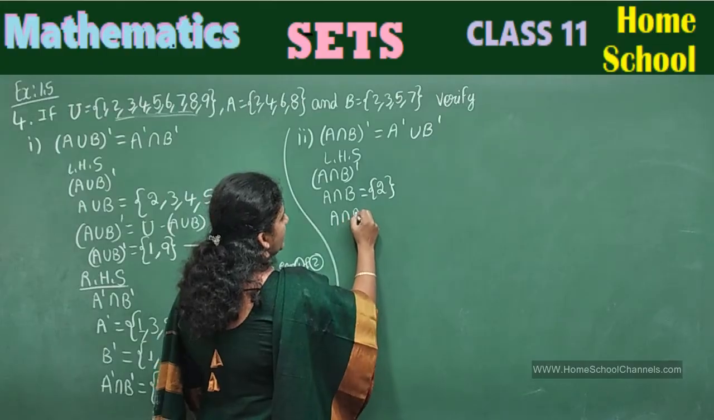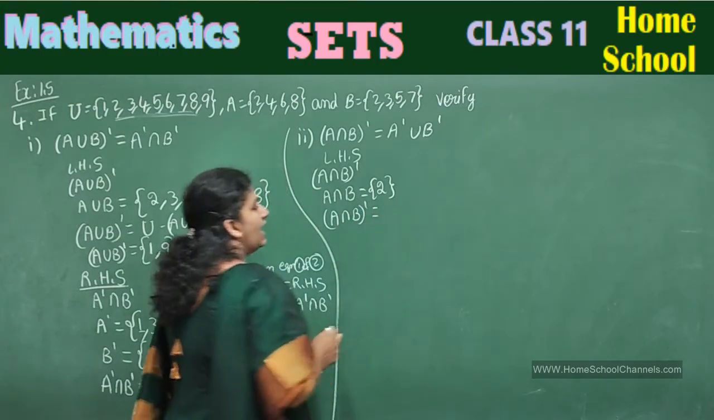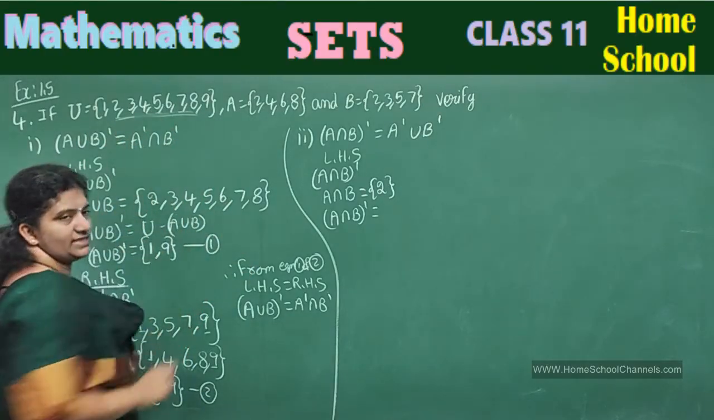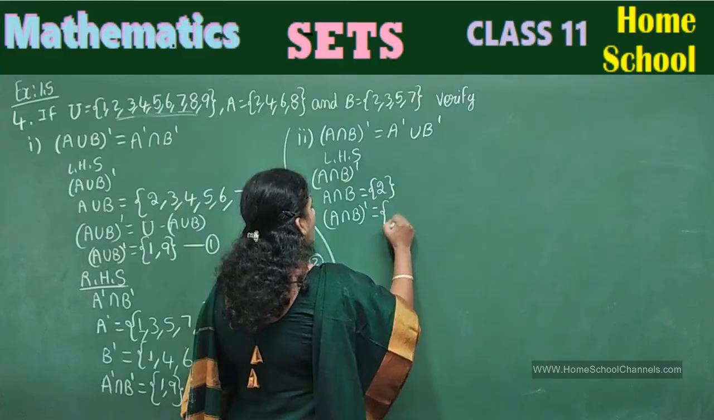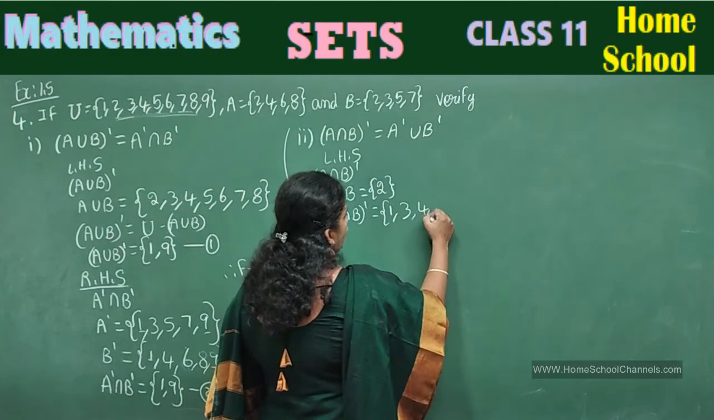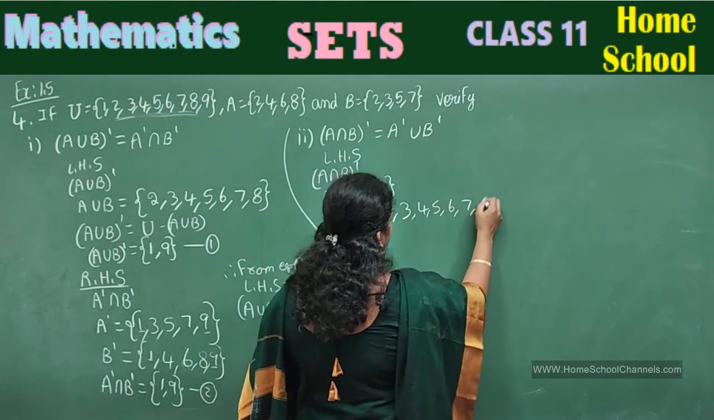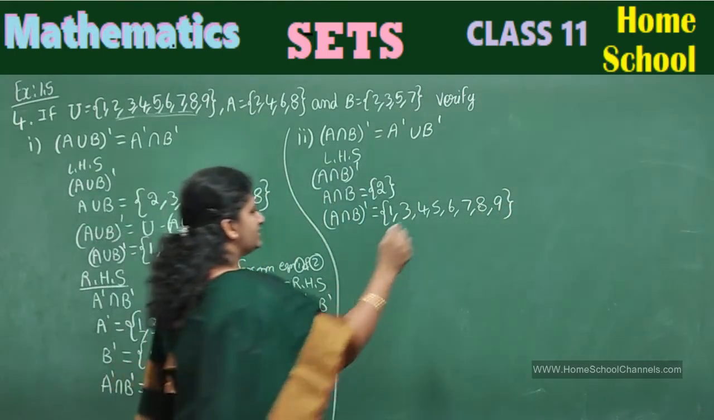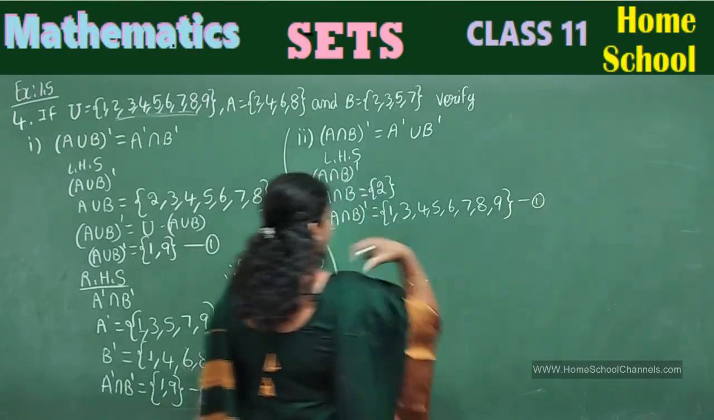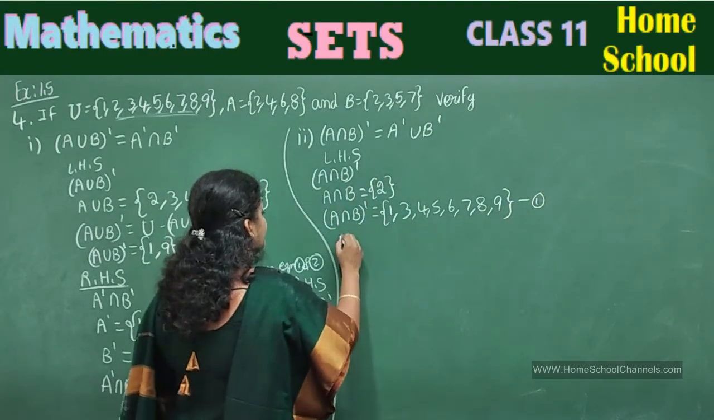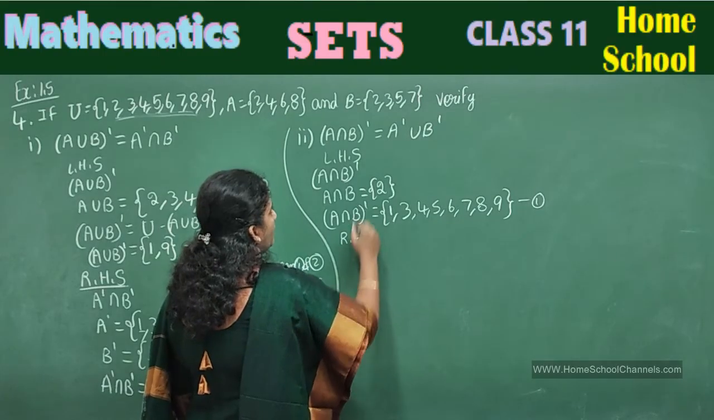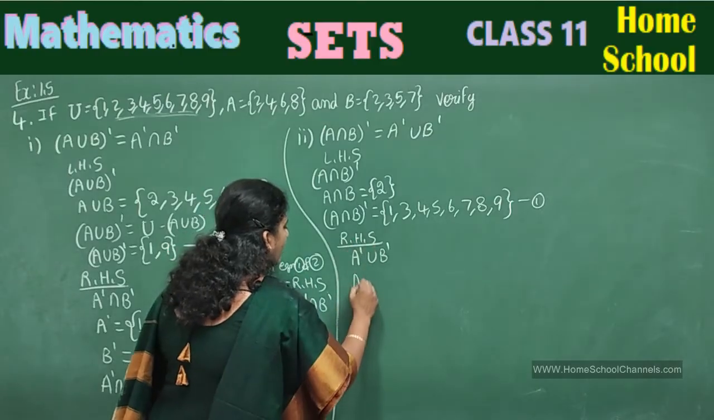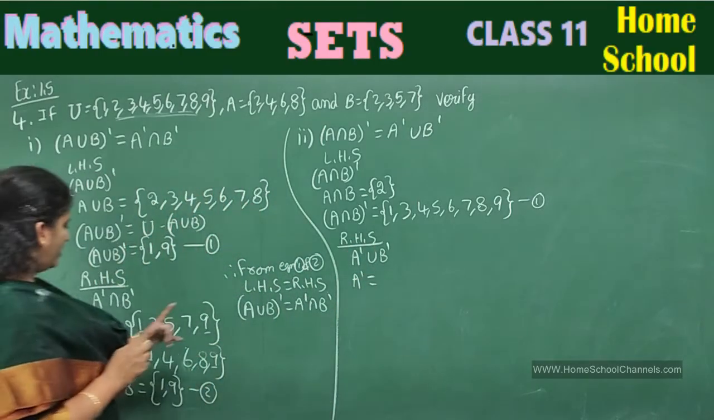A intersection B whole complement means other than 2, the remaining elements in the universal set. That is 1, 3, 4, 5, 6, 7, 8, 9. That's it. Mark this the first equation. Next, consider RHS, the right hand side. What do you have? A complement union B complement. Find A complement first. A complement we already found here.